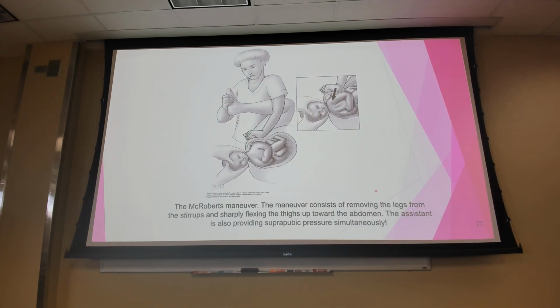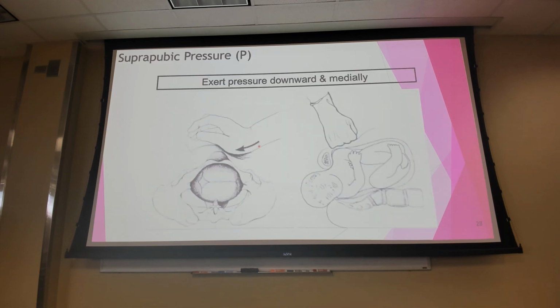And this is what that looks like again. Usually both legs are completely up on mom's chest. And this lady here is also applying suprapubic pressure right here, trying to get that baby's anterior shoulder unstuck. So that's our next one, suprapubic pressure, usually in association with that McRoberts maneuver. All we're trying to do is push that shoulder down so we can get it from underneath the pubic symphysis.